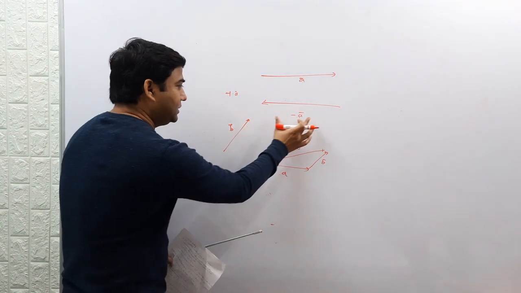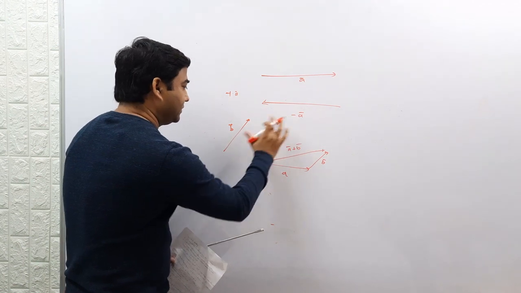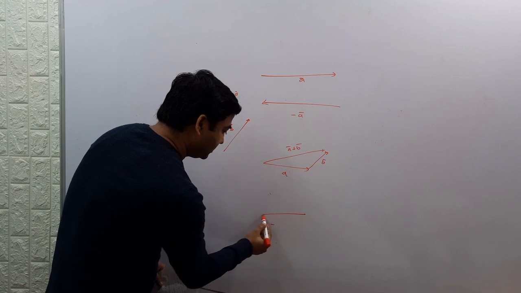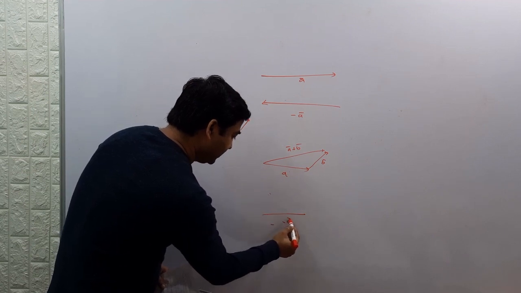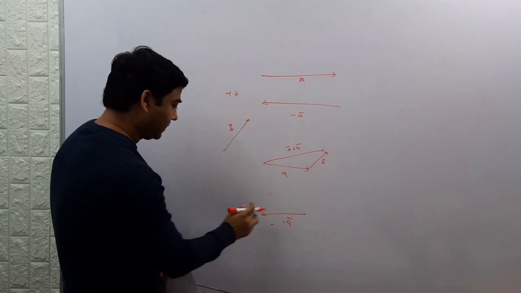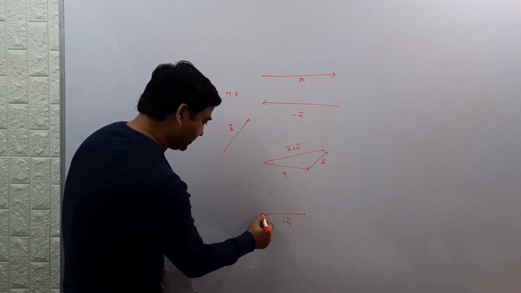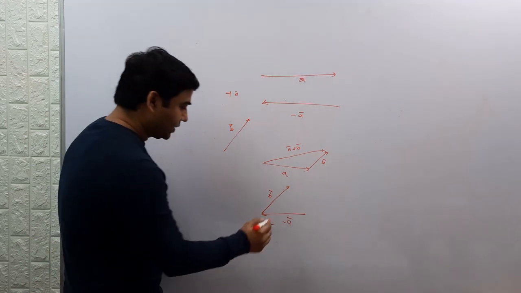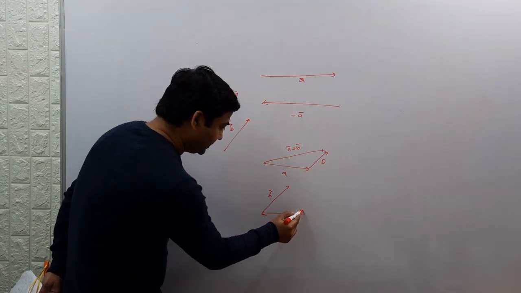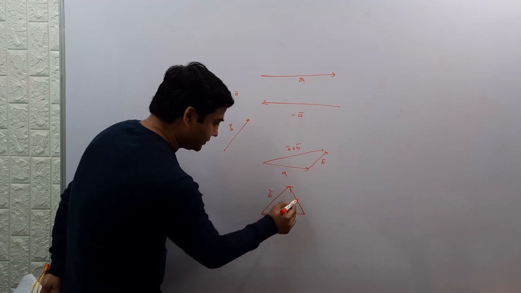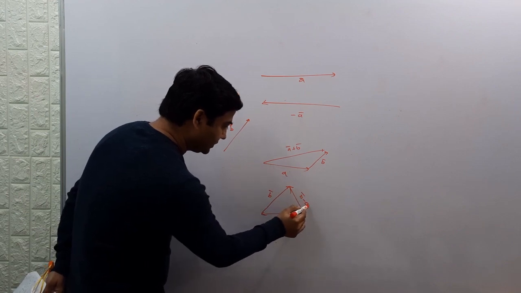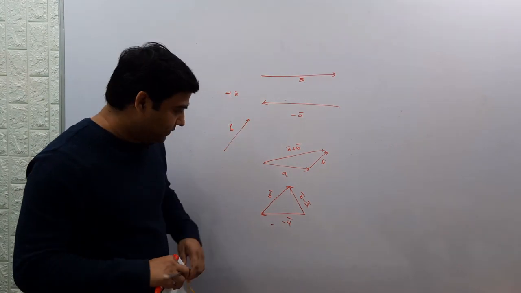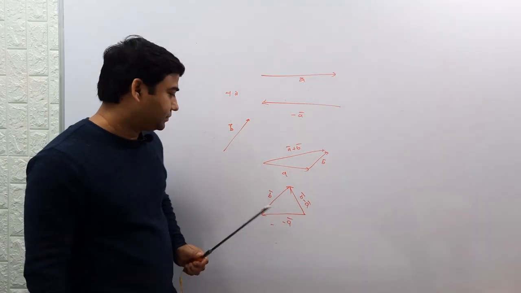Now if we add this negative vector with this vector, this is minus A vector. At the head of this vector, I will start the tail of vector B. So the net vector, the resultant vector, is this. This is B minus A. You can write it like this. So this is the way we define subtraction of vectors.